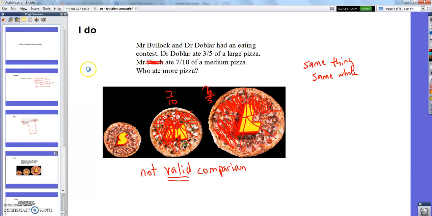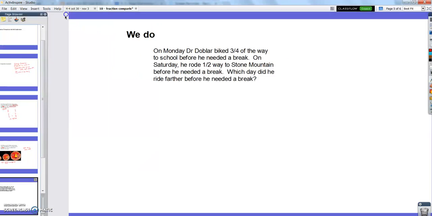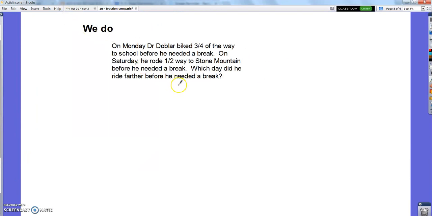Let's look at another one like this so that you can write it down. All right, on Monday, Dr. Dobler biked 3/4 of the way to school before he needed a break. On Saturday, he rode halfway to Stone Mountain before he needed a break. On which day did he ride farther before he needed a break? So again, if you just look right at this, you're like, oop, two fractions, farther, I just need to compare the fractions. You would just say, well, 3/4 is greater than 1/2. So the school day was better.